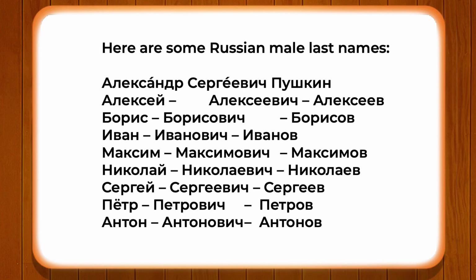Here are some Russian male last names: Alexeyev, Borisov, Ivanov, Maximov, Nikolaev, Sergeyev, Petrov, Antonov. Now, how are these names formed? These are the familia. If you take Otchestvo, it would be Alexeyevich, Borisovich, Ivanovich, Maximovich, Nikolaevich, Sergeyevich, Petrovich, Antonovich.